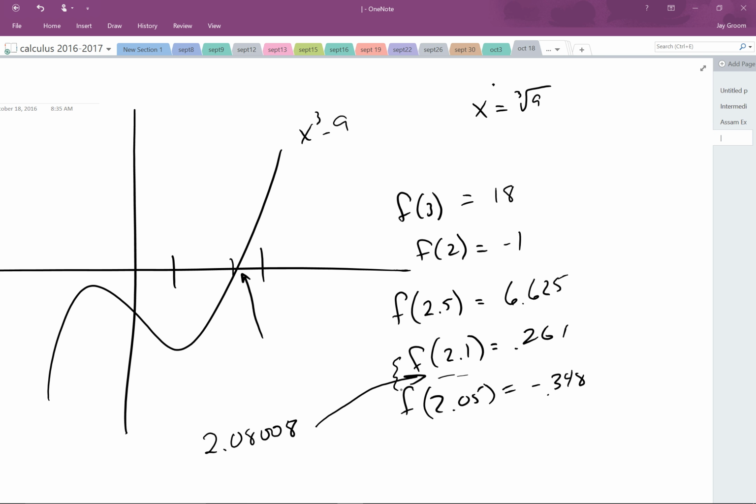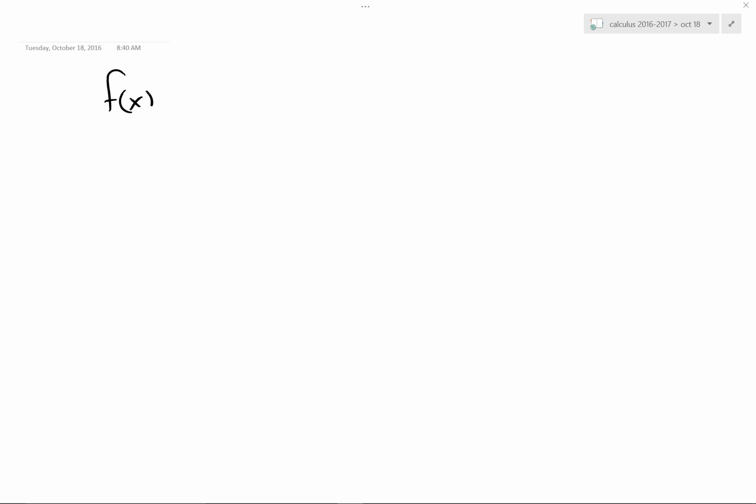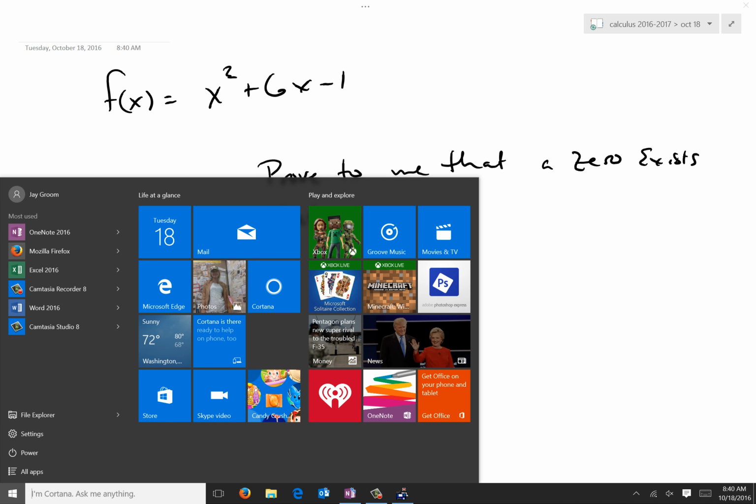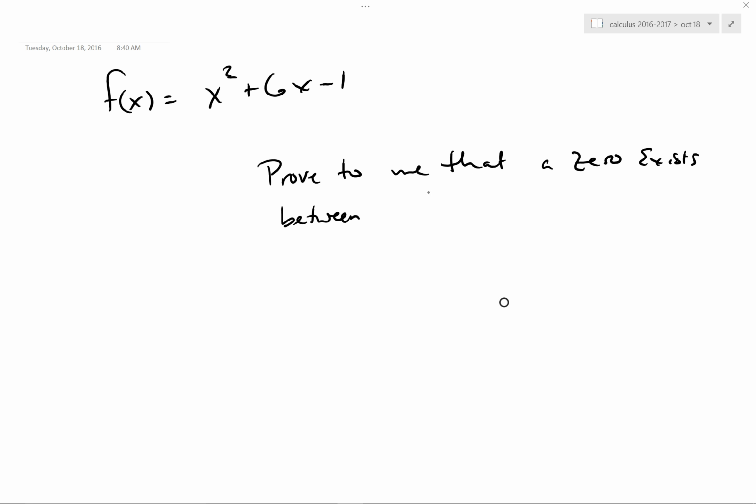Now, the question might be then, well, for instance, can you show where a particular value happens? Well, probably. So for instance, if you had some other function like f of x is x squared plus 6x minus 1 or something, and I want you to prove to me that a 0 exists between, don't peek, I'm going to graph this, between -8 and -4. Okay? So how do I do it?